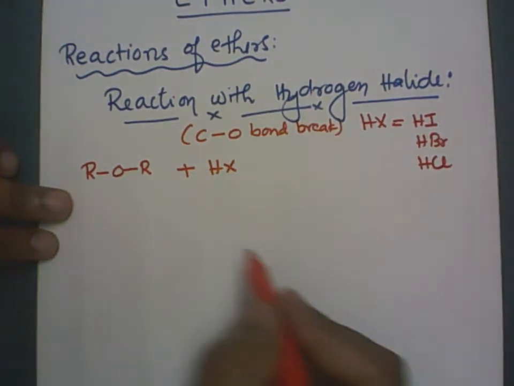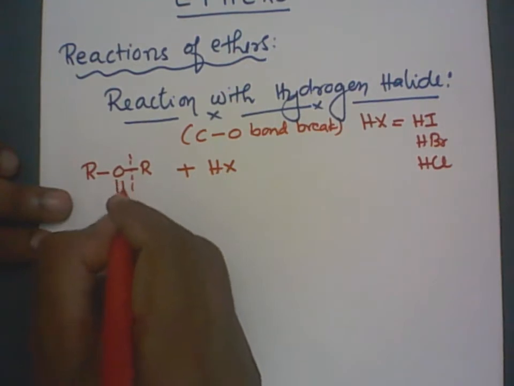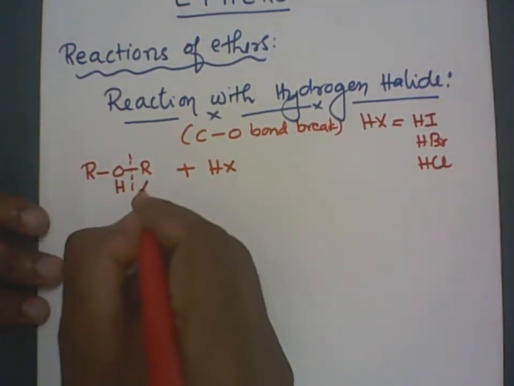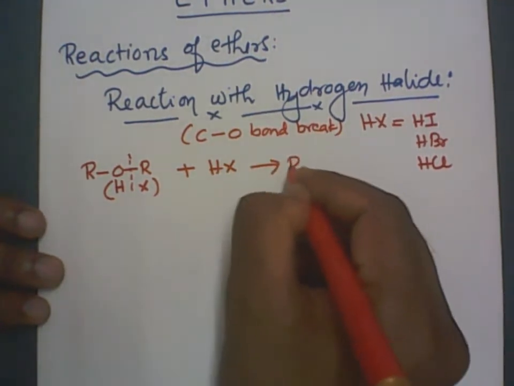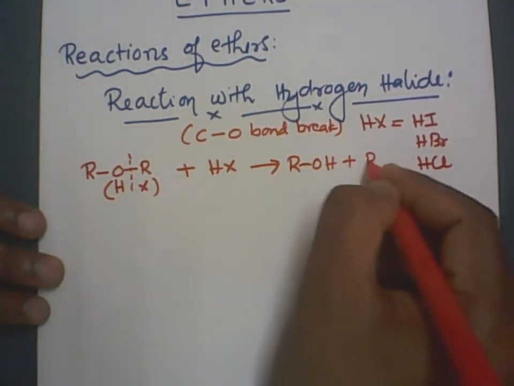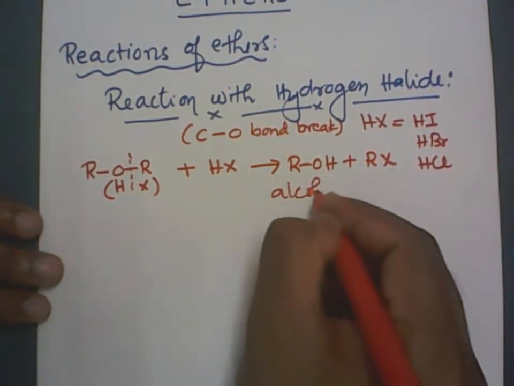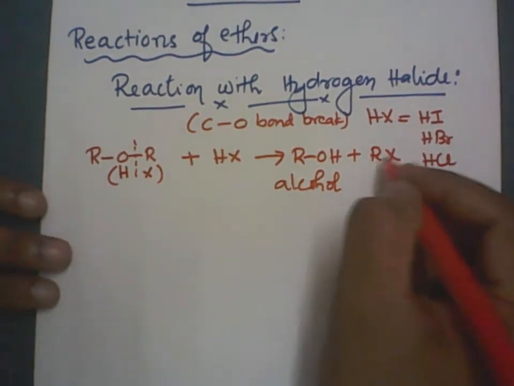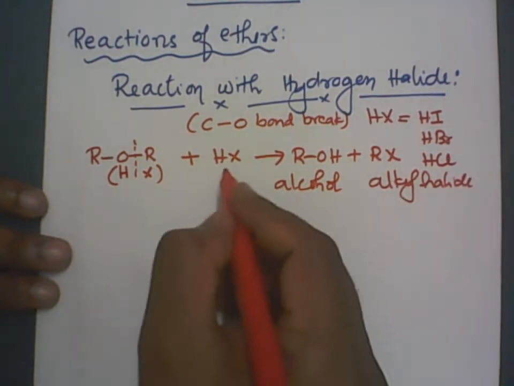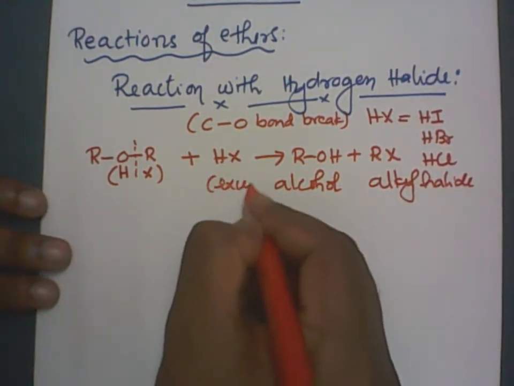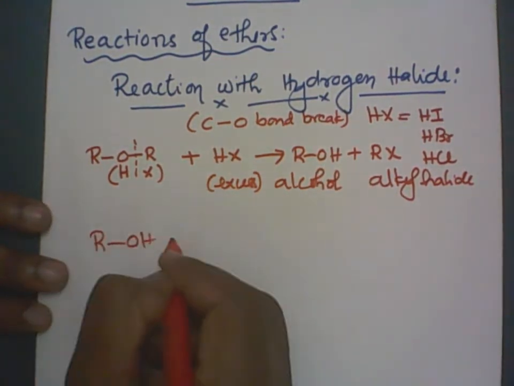Carbon oxygen bond breaking reaction. So you have to break the bond here, right? Attach hydrogen to the oxygen and halogen to the alkyl group. So therefore we are going to get ROH plus RX. Correct? What is ROH? It is an alcohol. What is RX? Alkyl halide. We get alkyl halide.